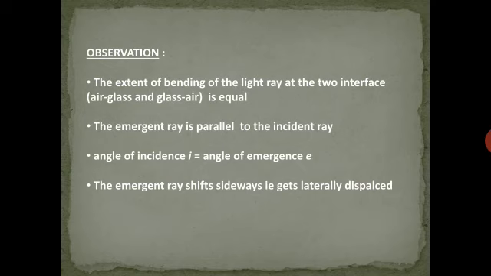The extent of bending of the light ray at the two interfaces, that is air-glass and glass-air, is equal. The emergent ray is parallel to the incident ray. Angle of incidence is equal to angle of emergence. The emergent ray shifts sideways, that is, it gets laterally displaced. So this is how we study the refraction of light through a glass slab.